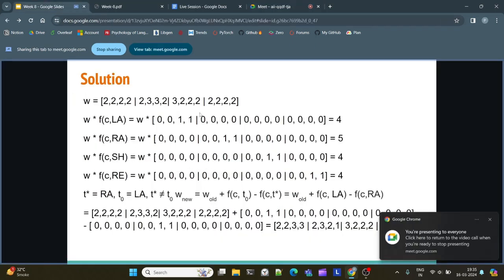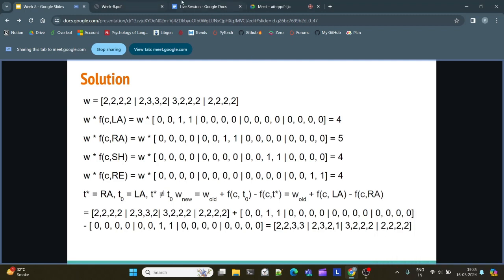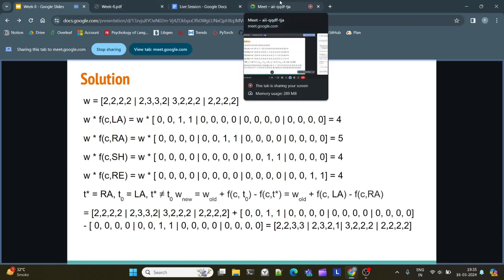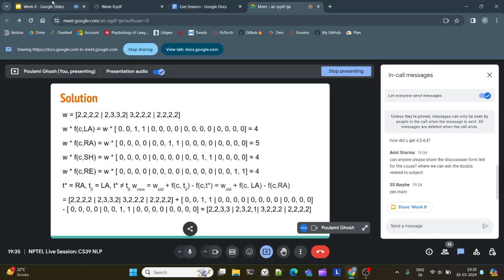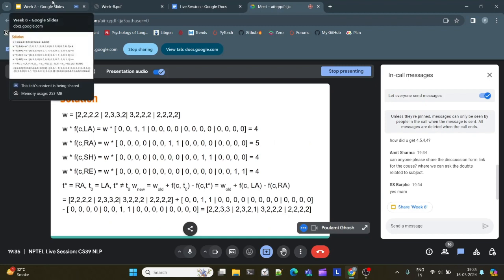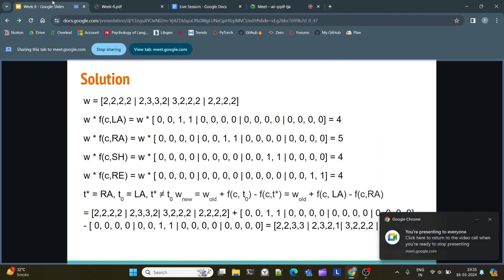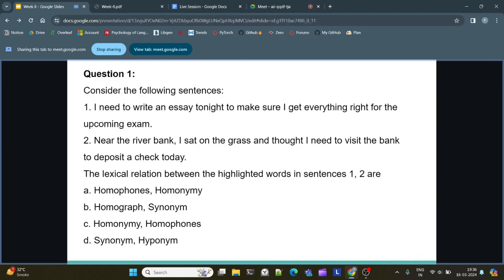Any other doubts related to this problem? Okay, then we'll go over to the practice problems for this week. If anybody has a doubt, you can come back to this later. So this is the first practice problem for today.